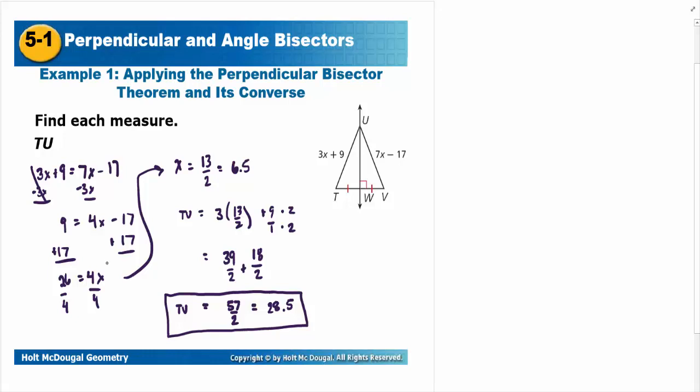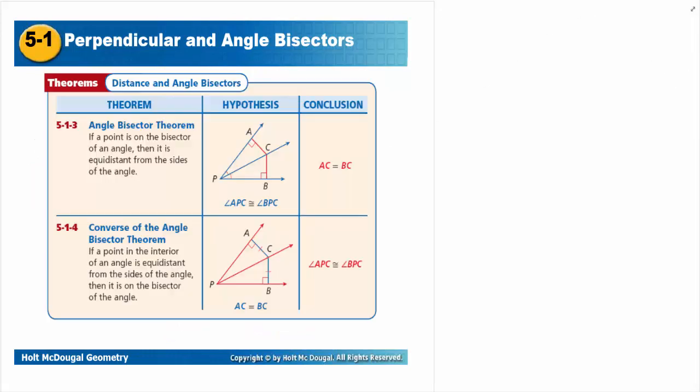Okay, so again on this, you just want to make sure you set the equations equal, solve for x, and answer the question, find TU. Now, you can double check your answer by plugging into UV as well, because if you plugged in 13 halves or 6.5 here, you should get the same answer of 28.5. If you don't, you know you probably made a mistake.